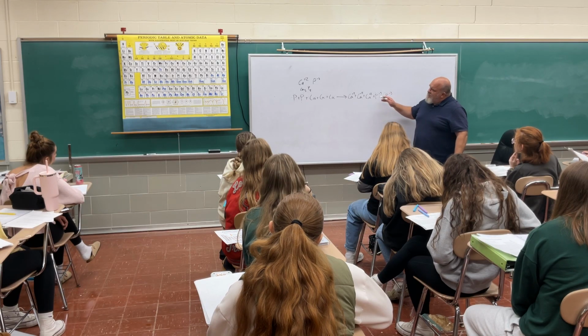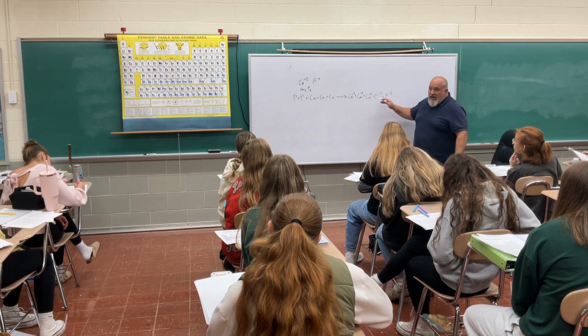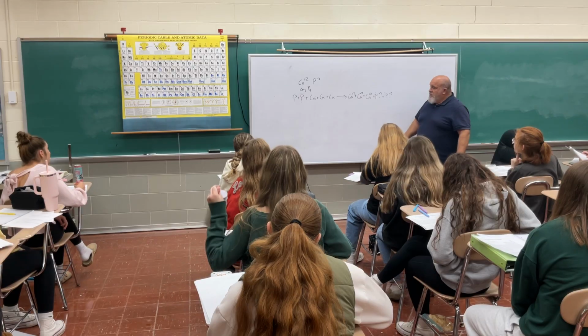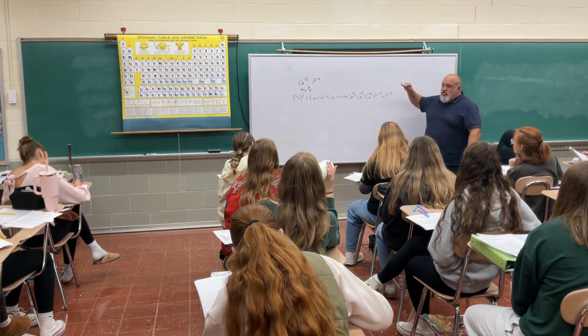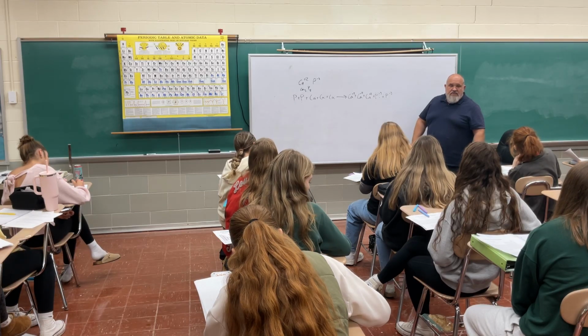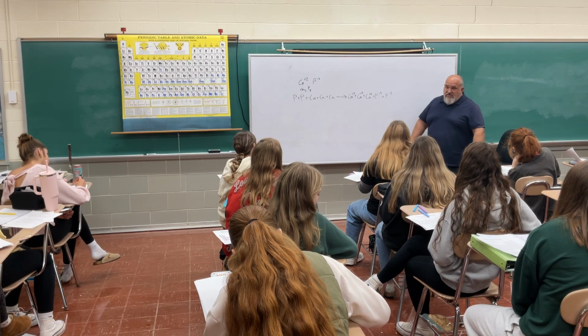This phosphorus has gained 3, becoming like argon. It now has 18, and this one has 18. That's showing the formation of an ionic bond. I think that's the hardest thing on the test, to be honest.